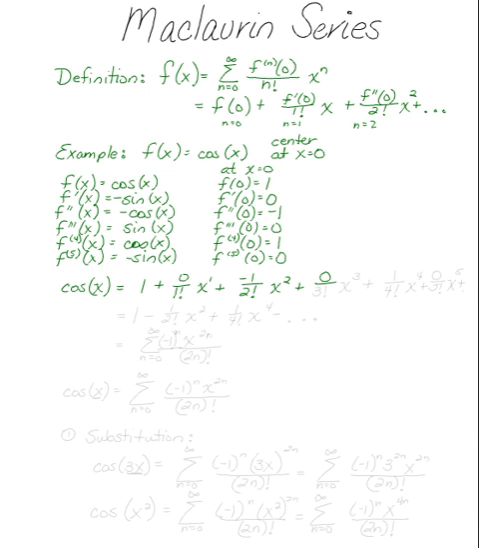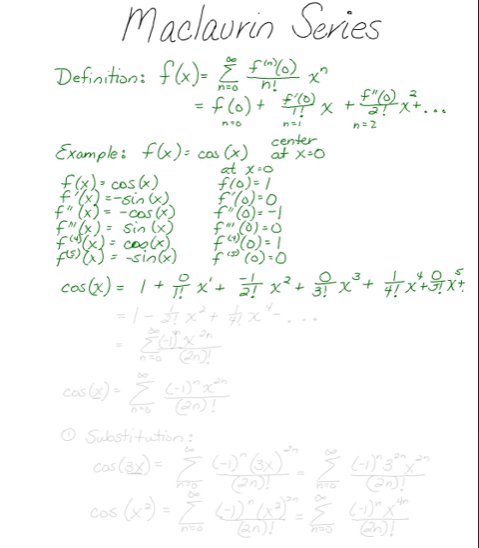which is 0, over 3 factorial x to the third power, plus the fourth derivative, which is 1 over 4 factorial x to the fourth power, plus we're going to get the fifth derivative, that's the last one I found, over 5 factorial x to the fifth power, and this would actually continue on, but that's as far as we went. Now with cosine, what I want you to notice is, what do we notice?